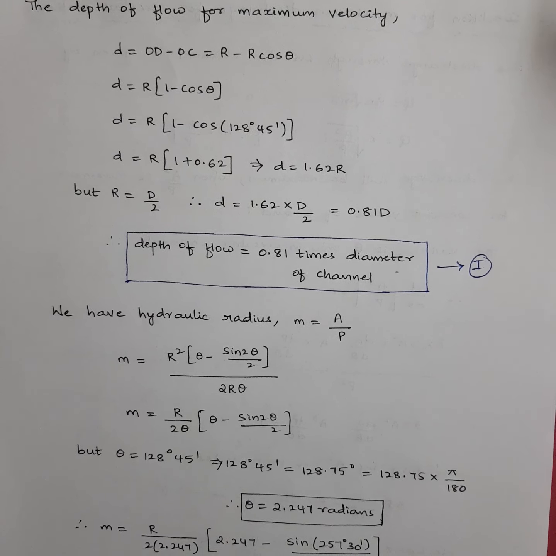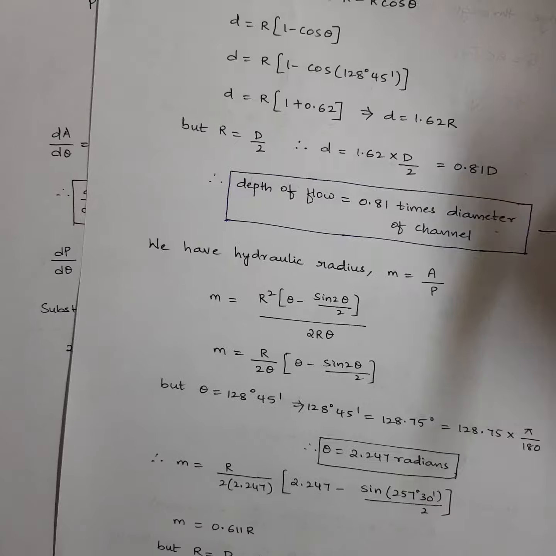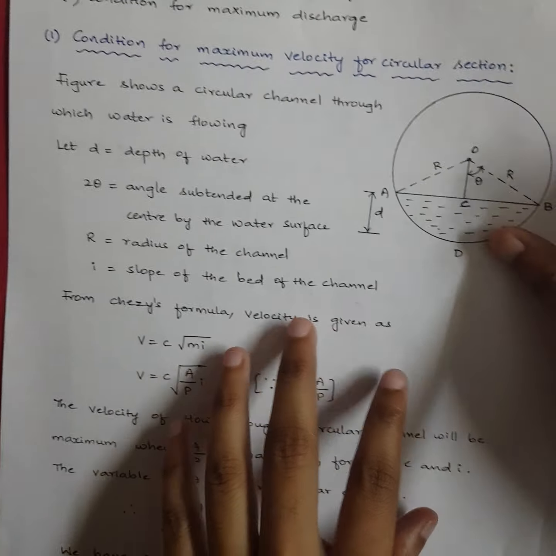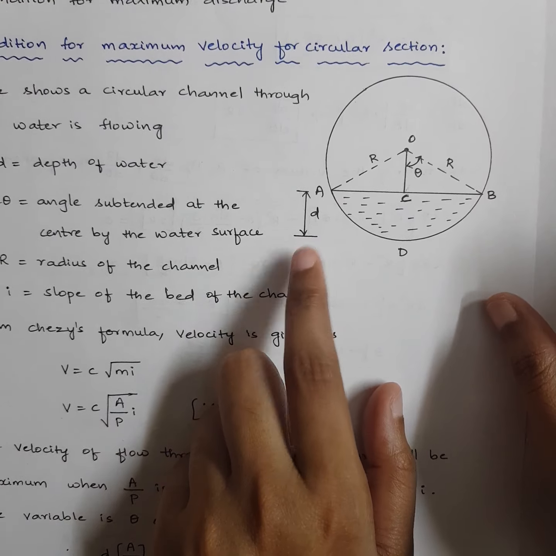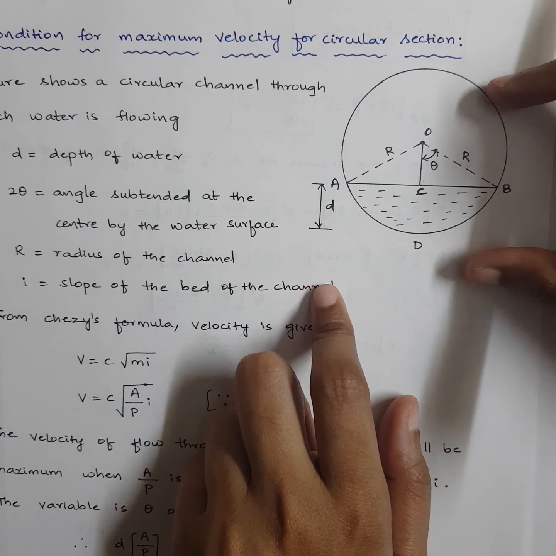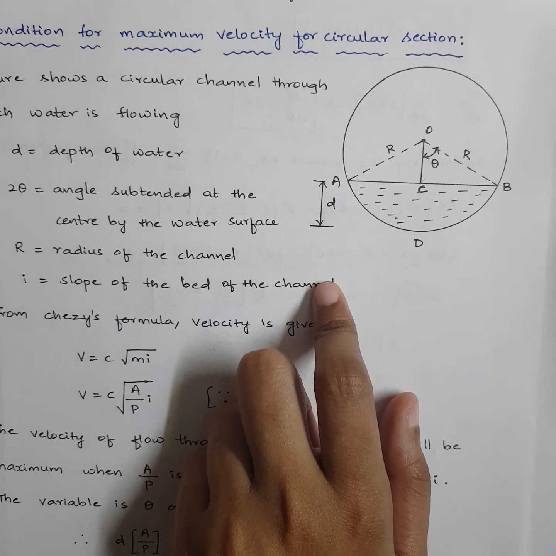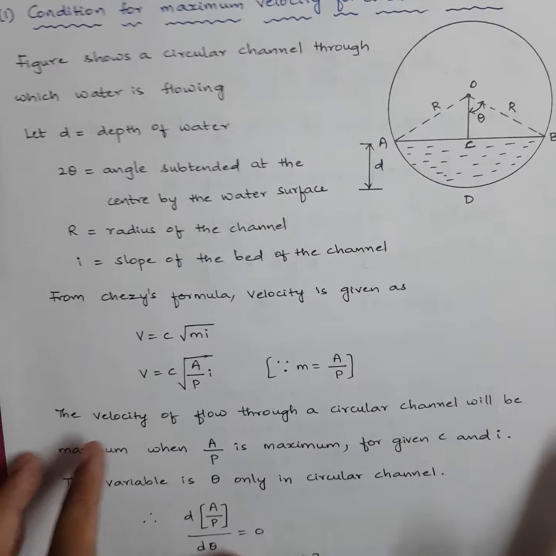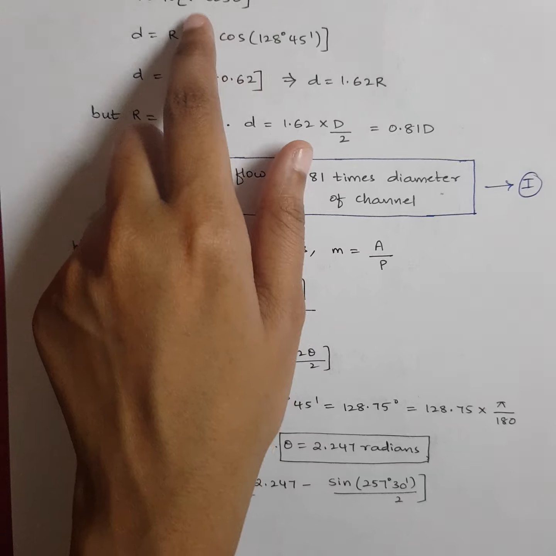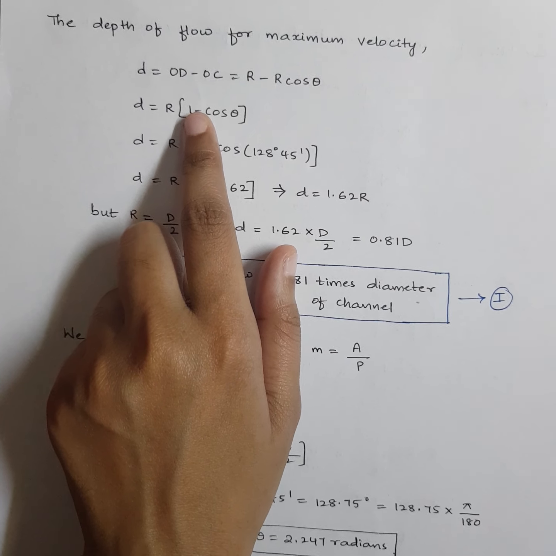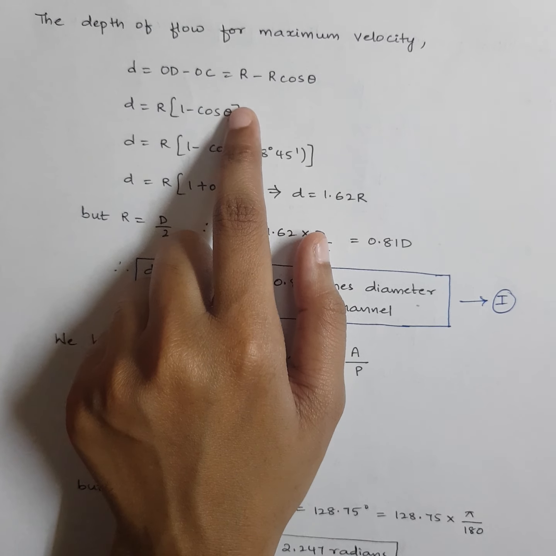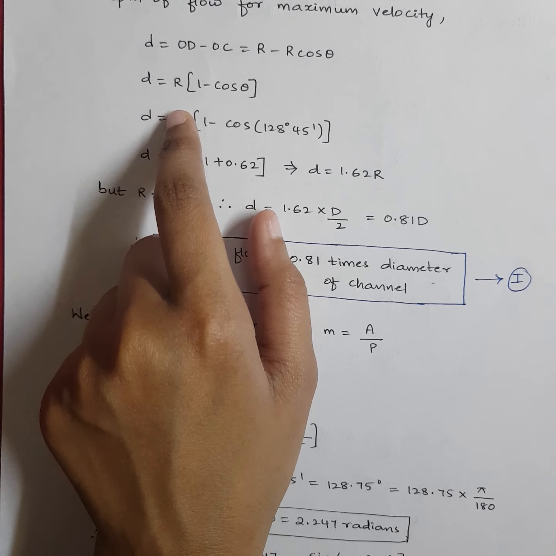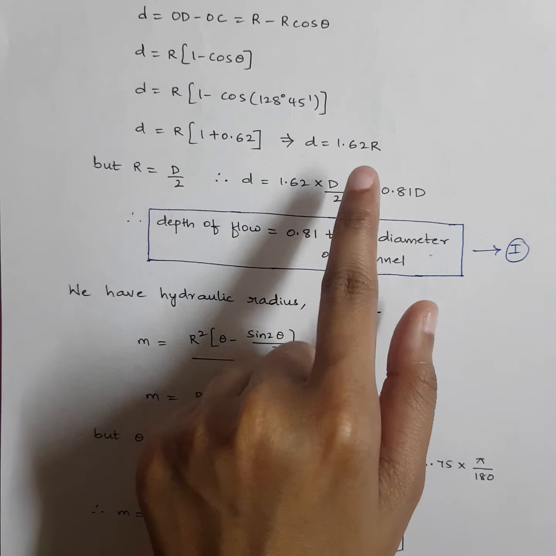Now I got the value of theta, right? So now I'll calculate the depth of flow. See here, this is your depth of flow, right? How can you calculate the value of depth of flow? It will be the total distance OD minus OC. So D is OD minus OC. OD is the radius R, minus OC, which is R cos theta. So from here take R common, it will be D equal to R into 1 minus cos theta.